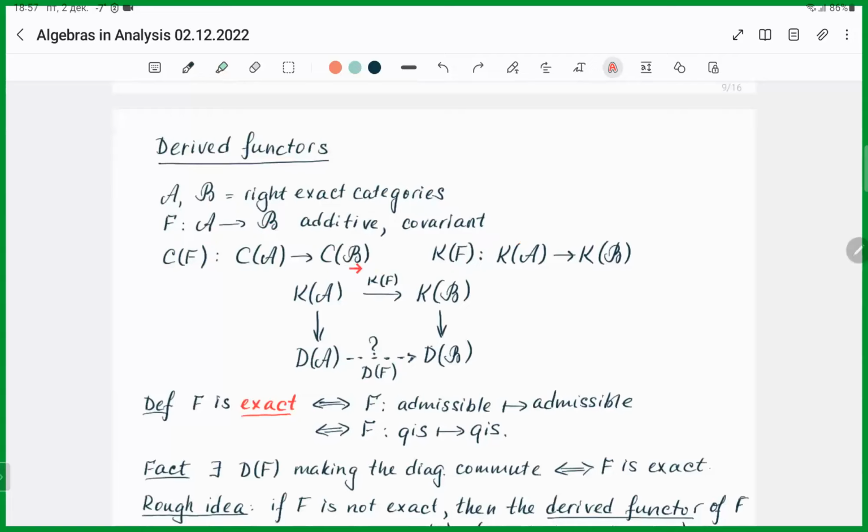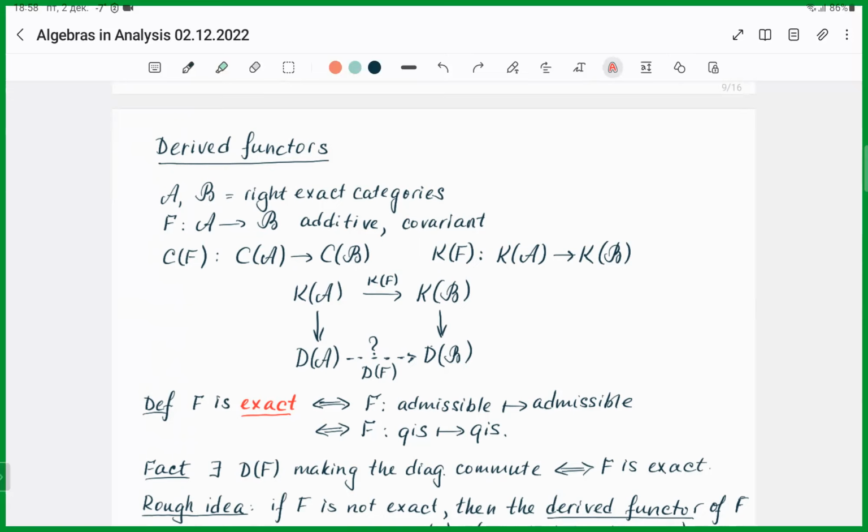So we have the functor K of F, and we have two natural functors from the homotopic categories to the derived categories. And by looking at this picture, it's natural to ask, can we find a functor between the derived categories, D of F, which makes the diagram commute? Fortunately, in general, the answer is no. So why do I say fortunately? Because if such a functor D of F existed always, then there would be no homological algebra at all. And there would be no cohomology theory.